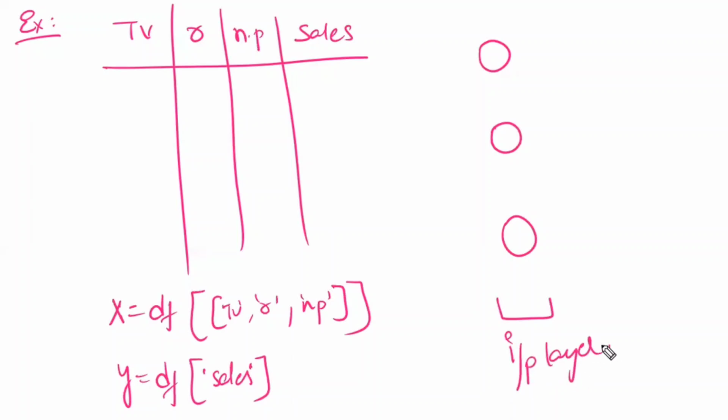Now, is this a regression problem or a classification problem? Regression problem. For a regression problem, how many output neurons do I have to consider? Only 1. And this is called the output layer. Is that clear up to here? Now, after this, next.